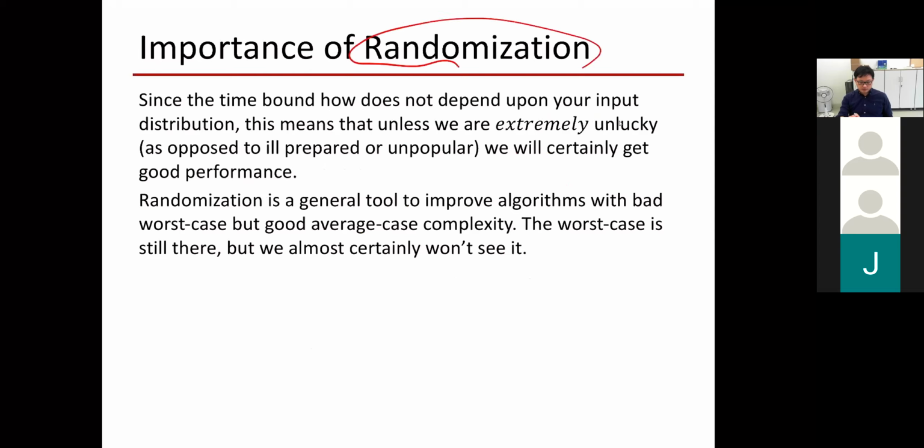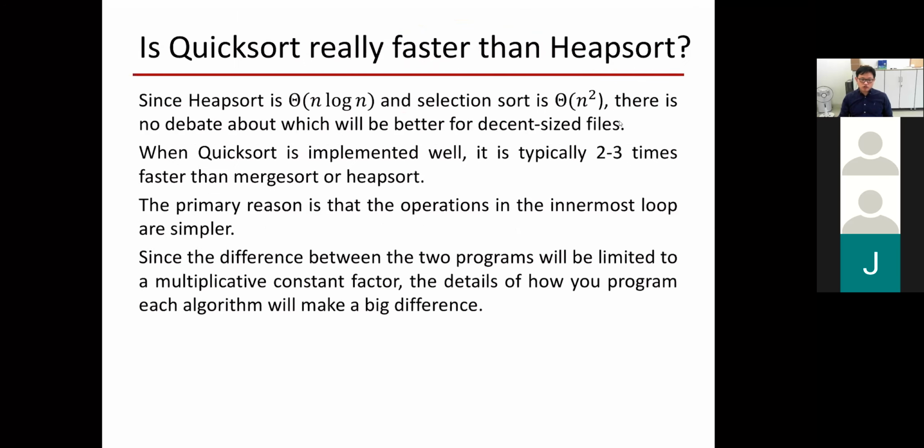So that is the importance of randomization, since the time bound depends on your input distribution. Unless you are extremely unlucky, the expectation is n log n. In reality, quicksort is faster than heap sort. We learned that heap sort is efficient because we don't maintain the tree, we don't maintain our data structure tight enough. But in reality, quicksort implemented well is usually 2-3 times faster than merge sort and heap sort. That is why we call this quicksort.